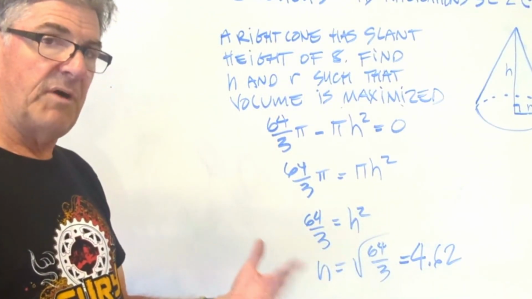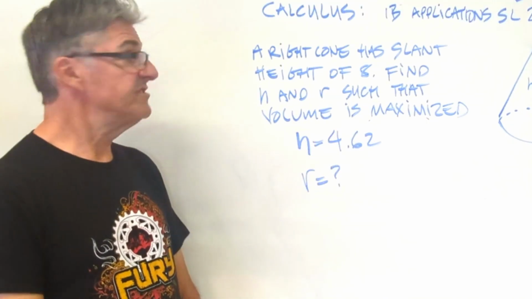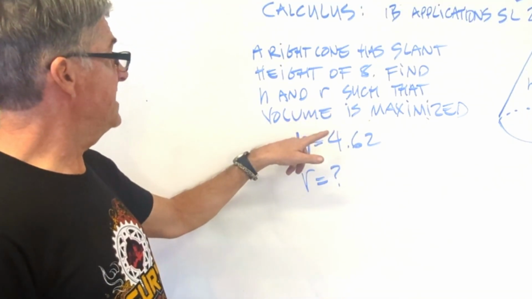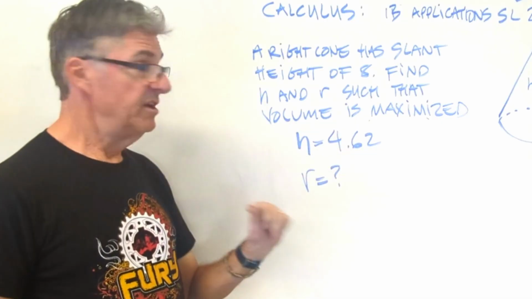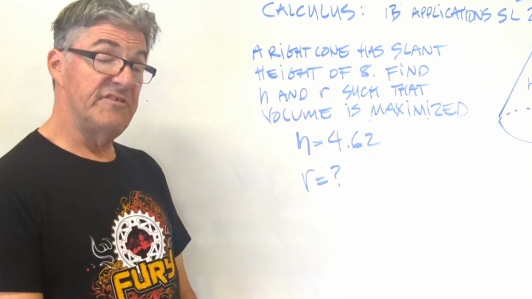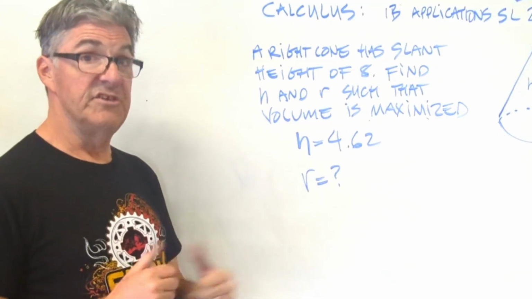Cool. Now pause the video, think real hard. Are you done? You're not done. It said find h and r such that volume is maximized. We have h. You need r. So pause the video, think back, look in your notes. There's a handy way to calculate r. You need to do that.